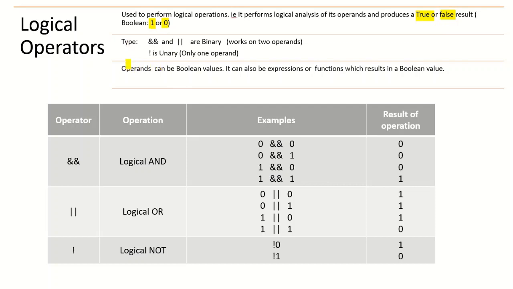Type: 2 ampersand symbols and 2 pipeline characters. These are binary type, that means works on 2 operands. The exclamation symbol, which is used for not, is a unary operator, that is, it works only on one operand. The operands can be Boolean values, that is, it can also be expressions or functions which result in a Boolean value.